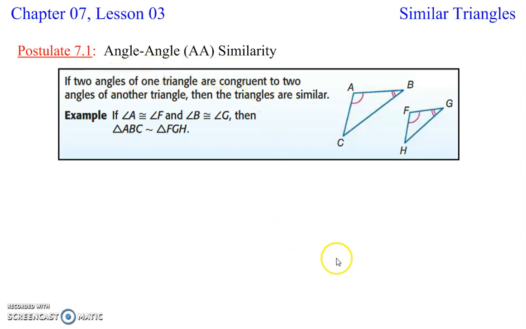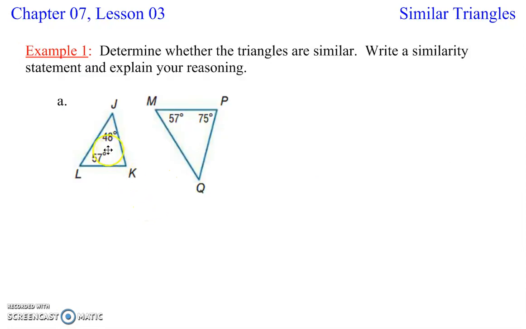Angle-angle similarity. So, if two angles are congruent to two angles in another triangle, then the triangles are similar. Easy peasy. So, we look at these. Say, do we have two angles that are the same? We're checking to see whether they're similar. Well, 57 and 57 are, but 48 and 75 are not.